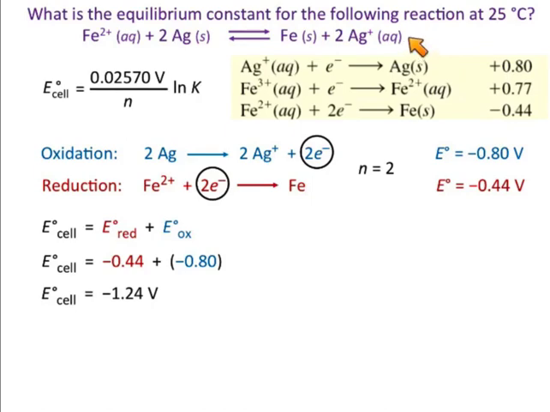You can write whatever reaction you want, spontaneous, not spontaneous. You can write it and do the math on it. It's just going to go to the left and not the right.